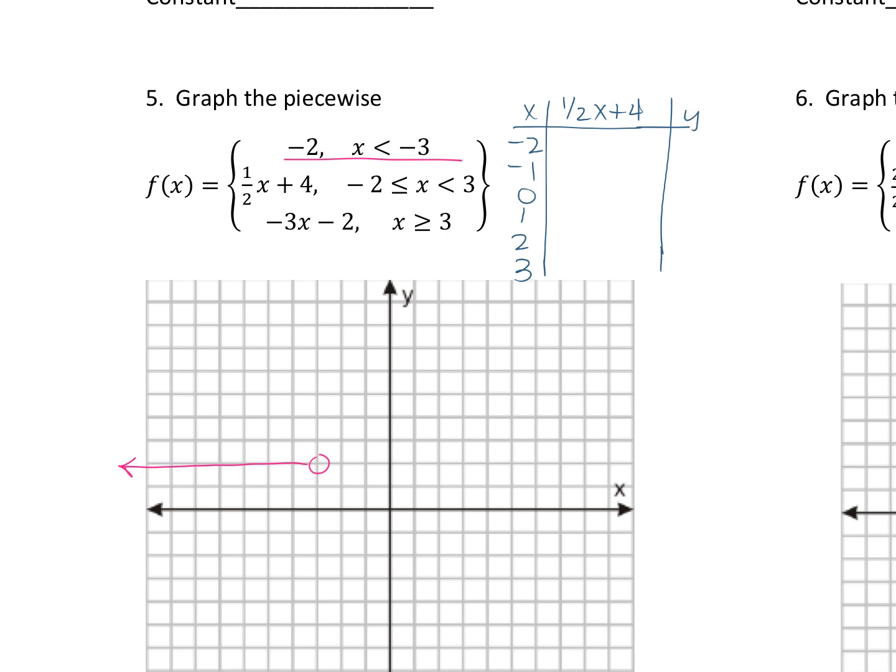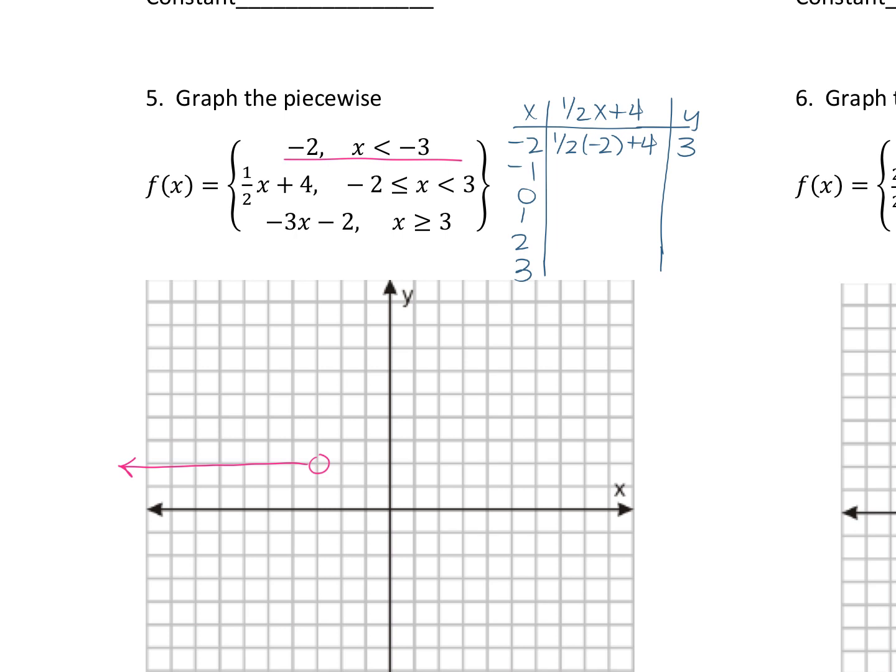So if you plug the negative 2 in there, you have 1/2 times negative 2 plus 4. The 1/2 times negative 2 is negative 1. Negative 1 plus 4 is 3. You only need 2 points in order to draw the line, but I'm going to use the numbers that work best with the 1/2. I don't want to work with the fraction, so I'm going to work with numbers that get rid of my fraction.